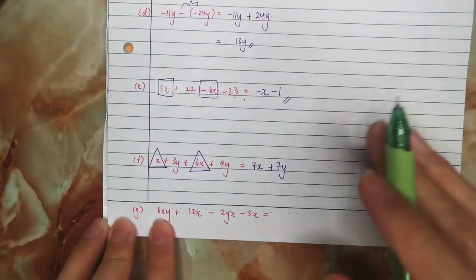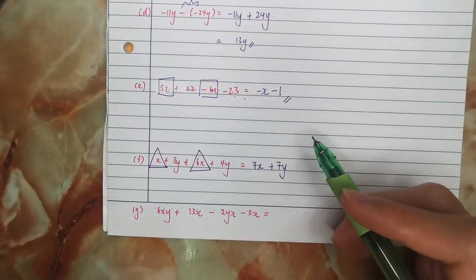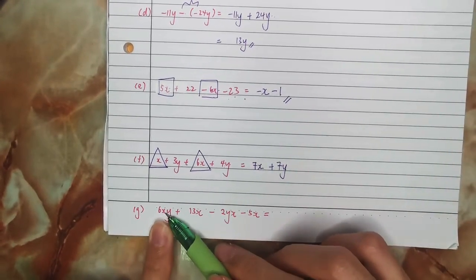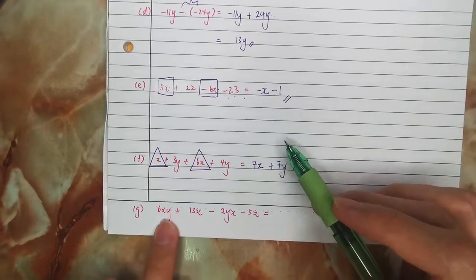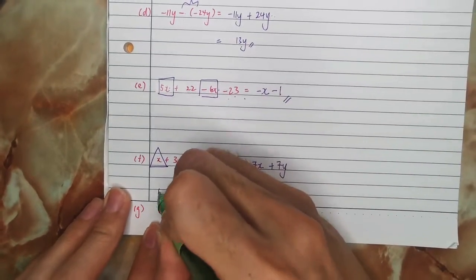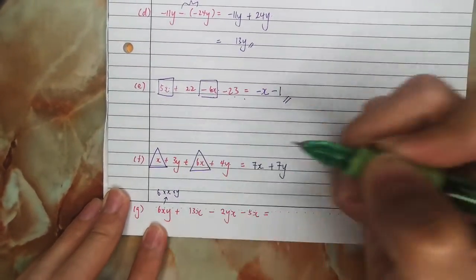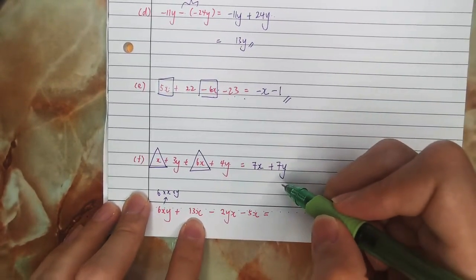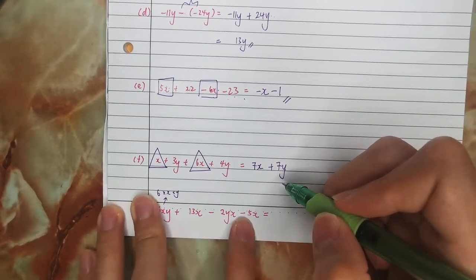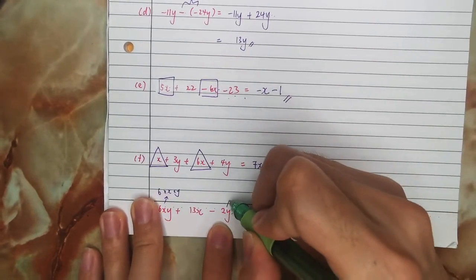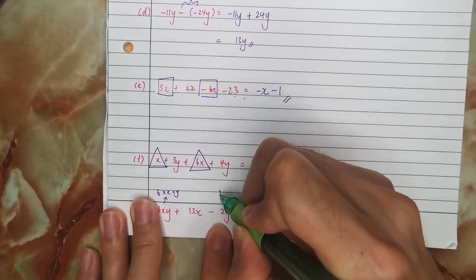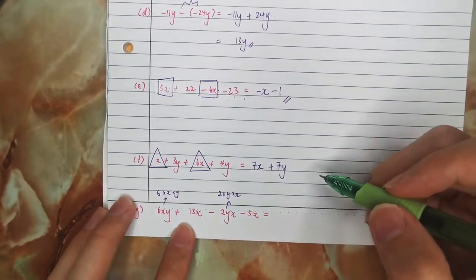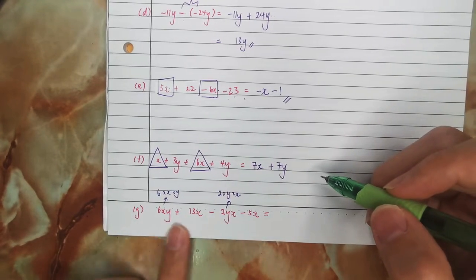For part G, now we have quite a different expression. Now instead of only one variable, I have two variables, 6xy. This means 6 times x times y, just like that, don't be afraid, plus 13x minus 2yx minus 5x. The 2yx means 2 times y times x. So first thing, are there any like terms?